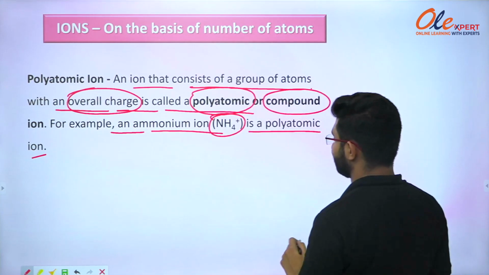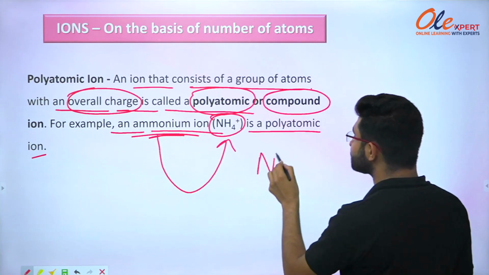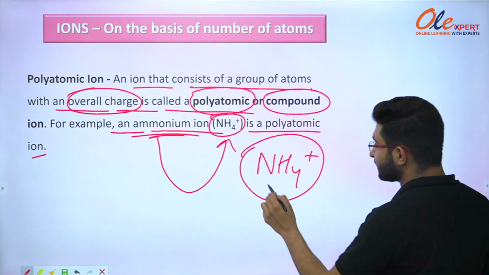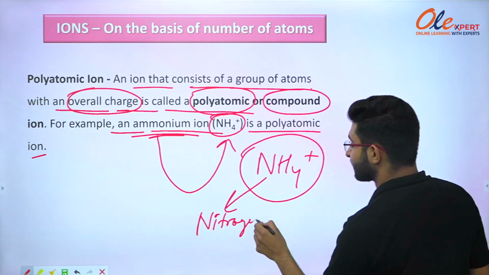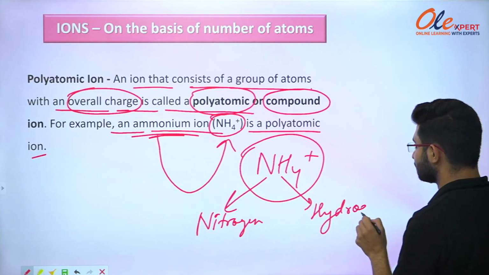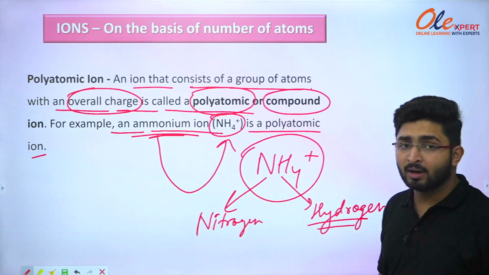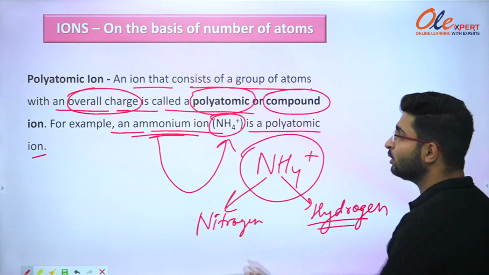You can see the example. Ammonium ion, its symbol is NH4 positive. Here you can see that there are 2 atoms. The first one is nitrogen and the second one is hydrogen. So this is the combined form of an ion with 2 atoms. That's why it's a polyatomic or compound ion.